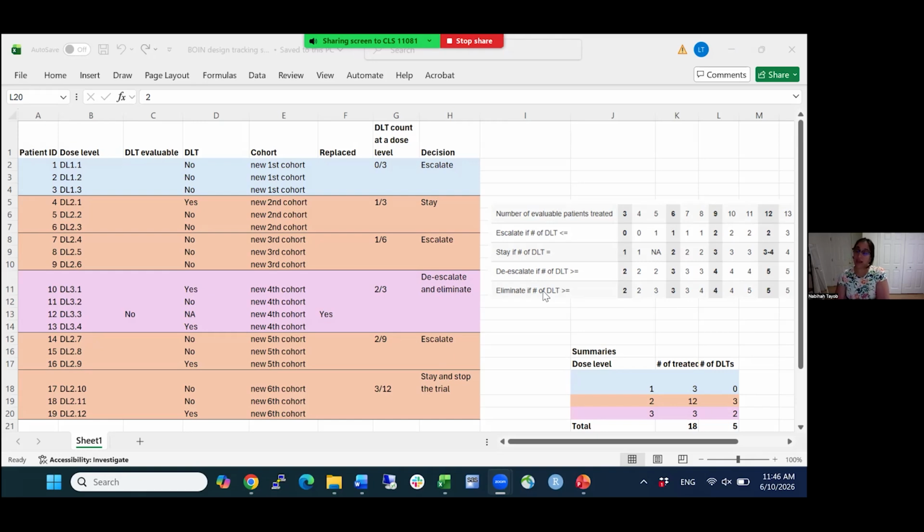So I think at any dose level, you should treat at least 3 patients. I think that is still the case. They only start the table at 3. You cannot make decisions with less than 3 patients at a dose level.